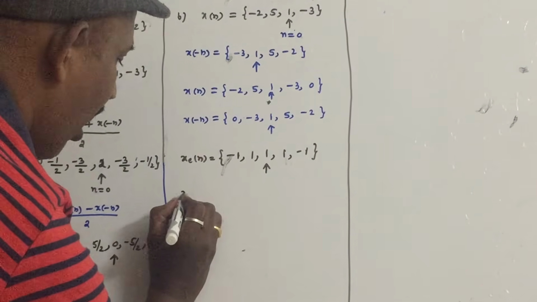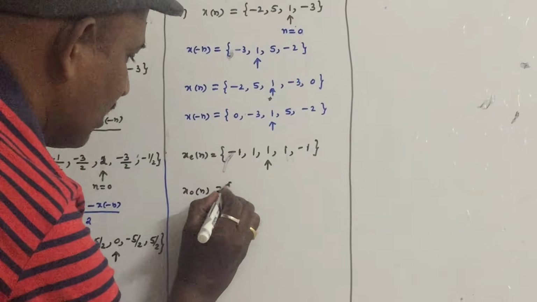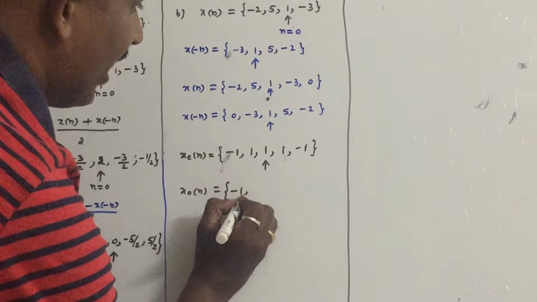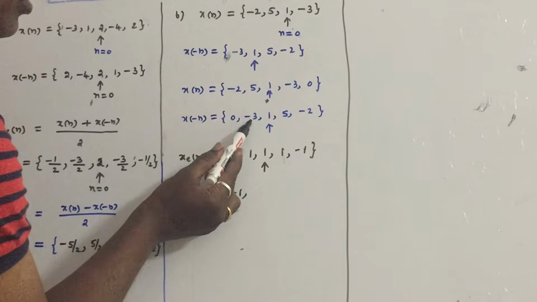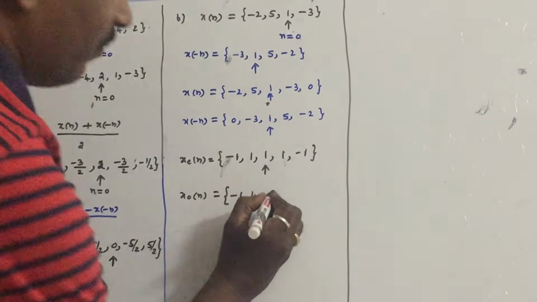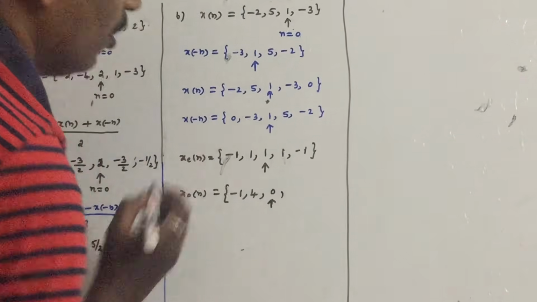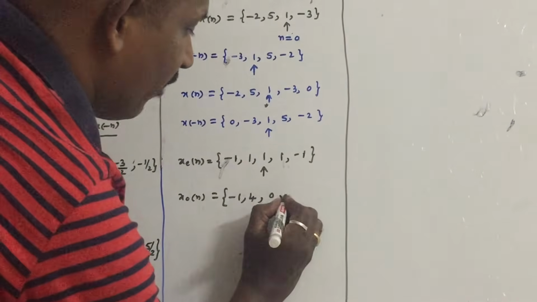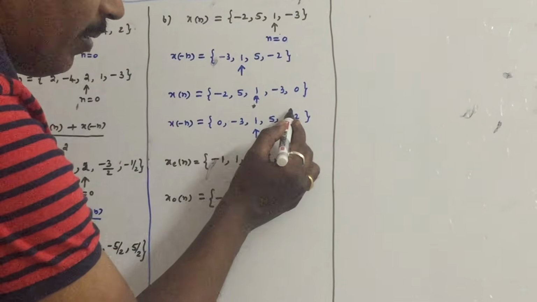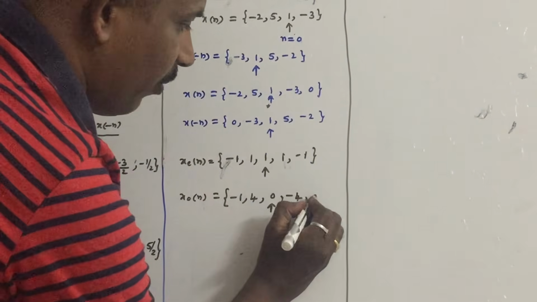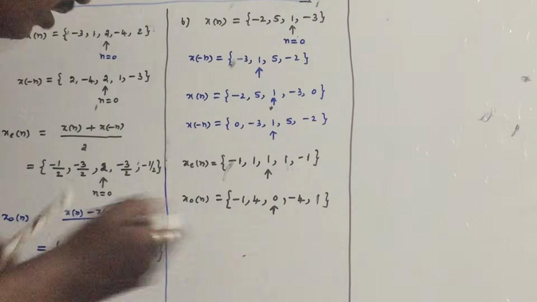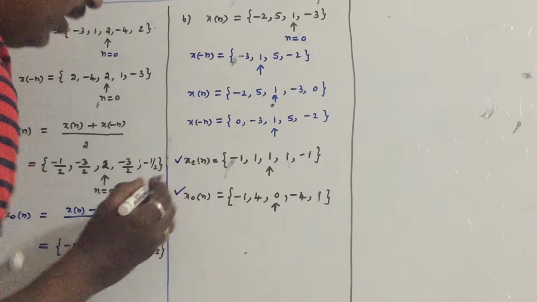You can check that. For the odd component, subtract the corresponding samples. So minus 2 minus 0 by 2 will become minus 1. 5 minus of minus 3 by 2: 8 by 2 will become 4. 1 minus 1 will become 0. Minus 3 minus 5 by 2 will become minus 4. 0 minus of minus 2 will become 2, so 2 divided by 2 will become 1. So this is the even component answer, and this is the odd component answer.